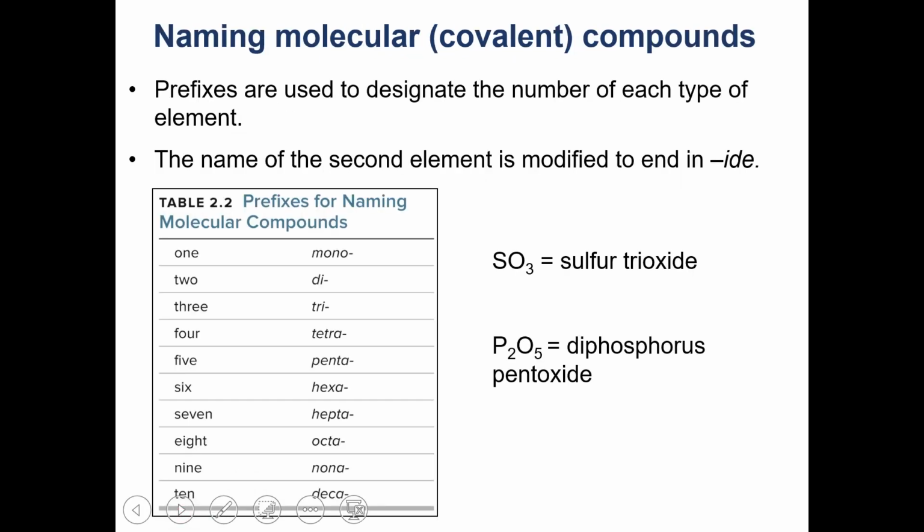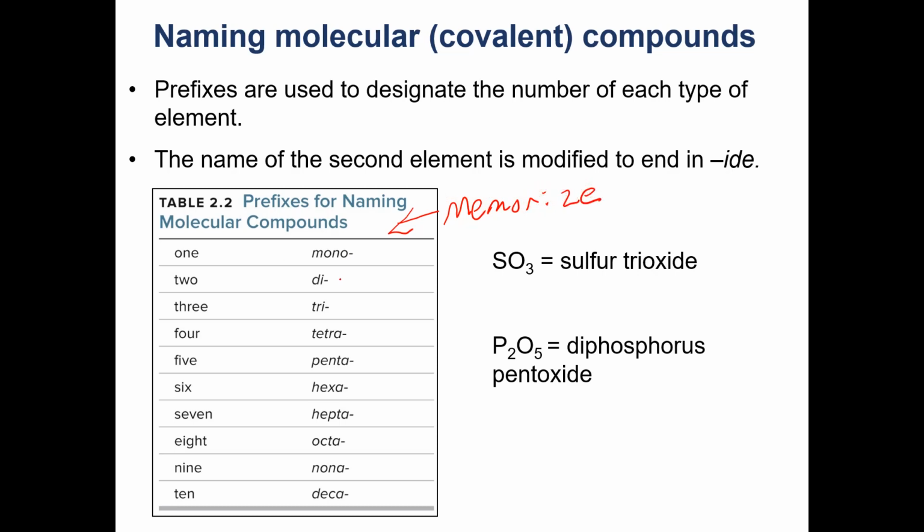So let's start with covalent compounds. You will also see covalent compounds referred to as molecular compounds. So if you see the term molecular, it just means the same thing as covalent. For covalent compounds, we use prefixes to tell us how many of each type of element we have. And then we change the ending of the second element to "ide." So you will need to memorize these prefixes.